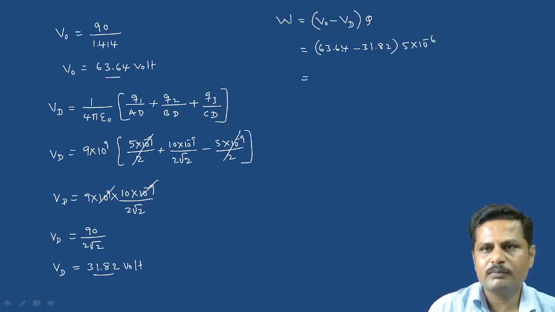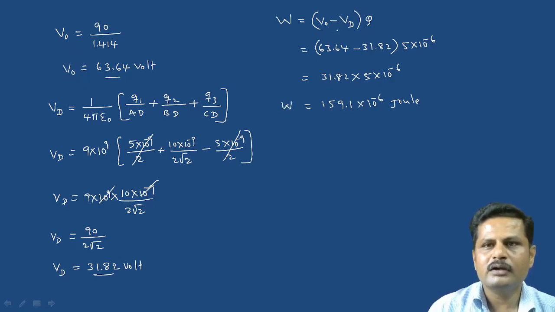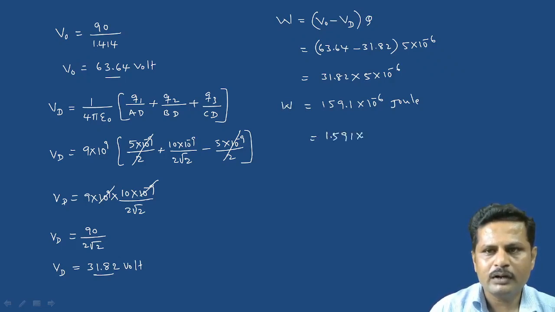This equals 63.64 minus 31.82, which is 31.82, times 5 into 10 raised to minus 6. This equals 159.1 into 10 raised to minus 6 joule. This is the work done in moving a charge from D to O, the point of intersection of the diagonals. This can be written as 1.591 into 10 raised to minus 4 joule. This is the work done in moving a charge.